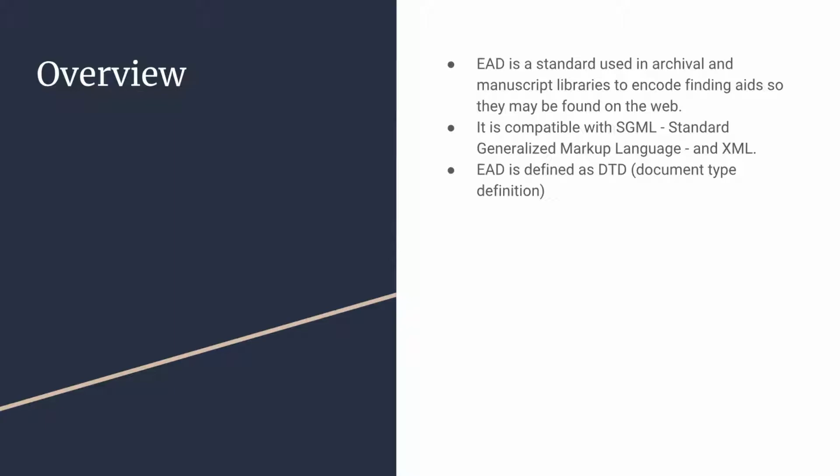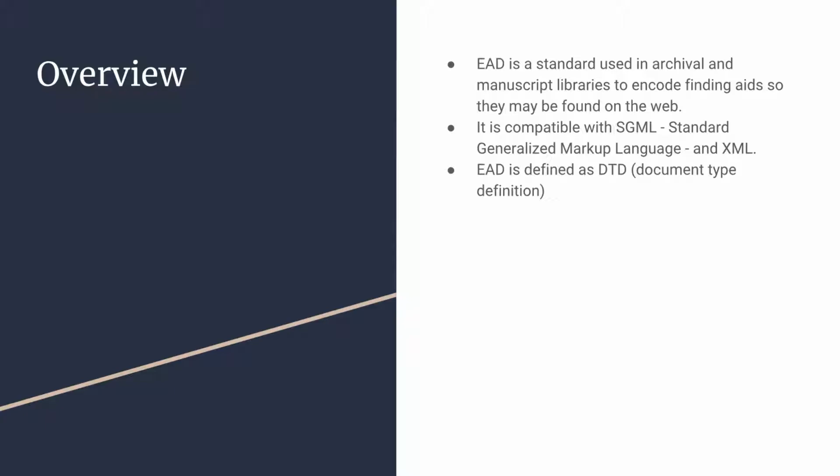Overview. EAD is a content standard used in archival and manuscript libraries to encode finding aids so they may be accessed on the web. A finding aid is a document containing detailed information about a specific collection of records within an archive or institution.